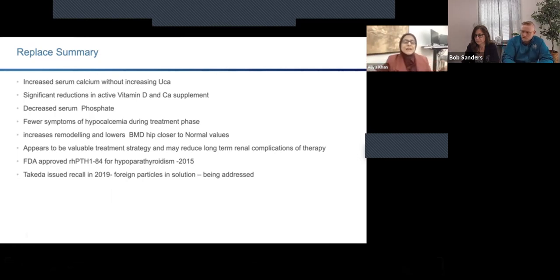So the FDA actually approved this drug for hypoparathyroidism in 2015. Unfortunately, there was a recall in 2019 because of foreign particles in solution, and this is currently being addressed right now.